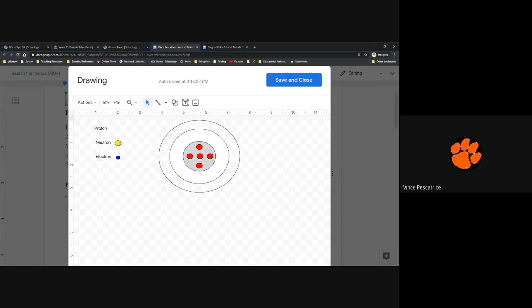So it says to do it for the neutrons too. I'm going to hit Control C and then Control V. It wanted 6, so I need 1, 2, 3, 4, 5, 6. And you click and drag these into the nucleus as well. And again, the order doesn't matter so much.